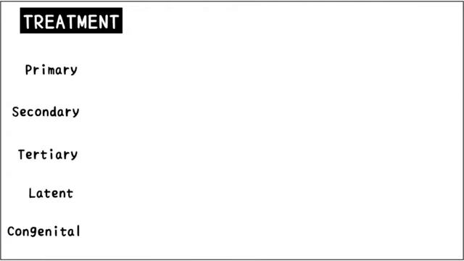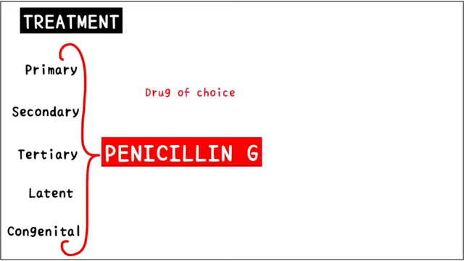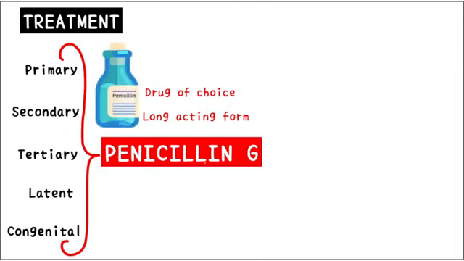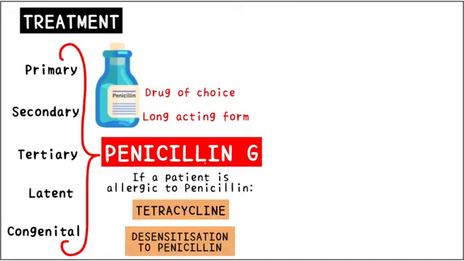For the treatment of syphilis, all the forms respond to one single drug, the most famous antibiotic, that is penicillin. Penicillin G is the drug of choice, and usually the long acting form of the medicine is used, and it is normally administered intramuscularly. If a person is allergic to penicillin, tetracycline is an alternative, but it does not work as effectively against the treponemes. In such cases, we have to desensitize the patient to penicillin and follow the same course of treatment.